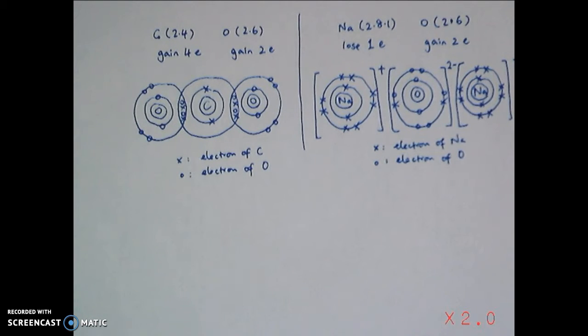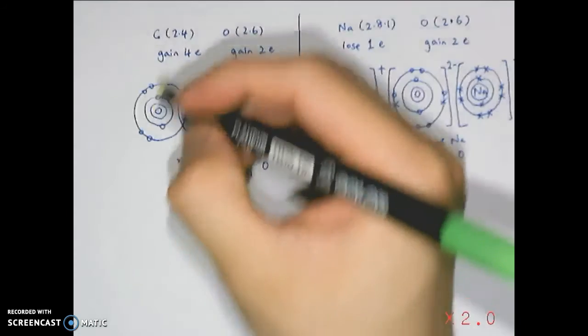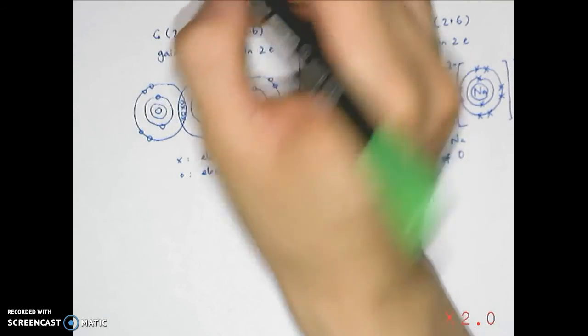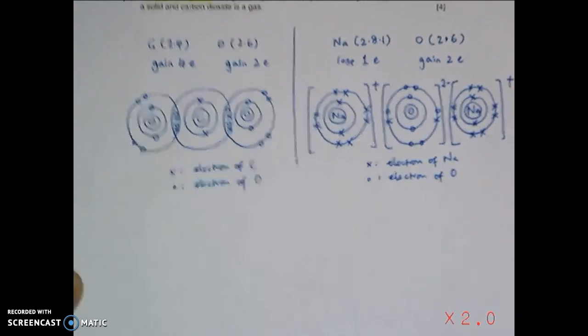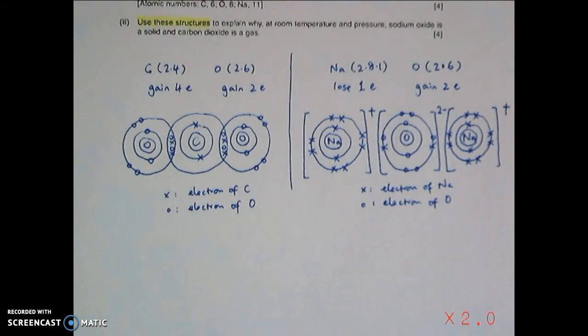Now when you see use these structures, I'm going to highlight the keywords here. Use these structures. You can see it here. Sodium oxide is ionic, and so it is made up of ions held together by strong ionic bonds. Whereas carbon dioxide is covalent, and so it is made up of molecules, not atoms, but molecules held together by weak forces of attraction between molecules.